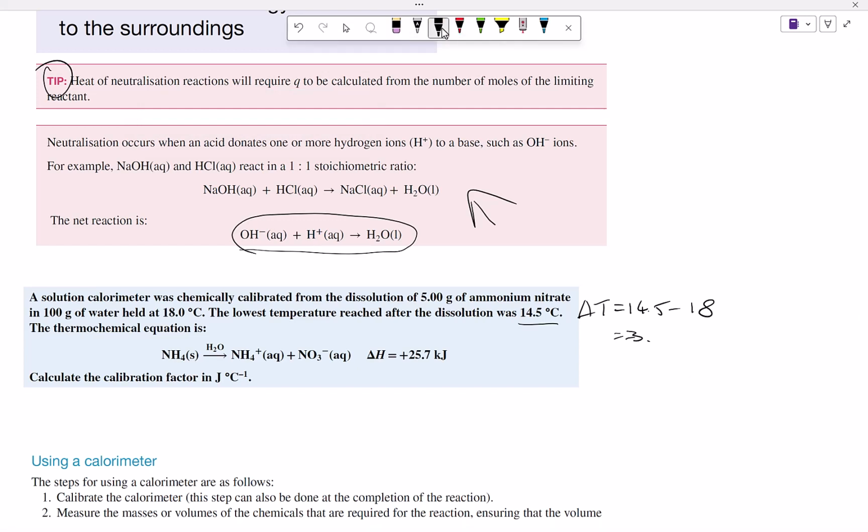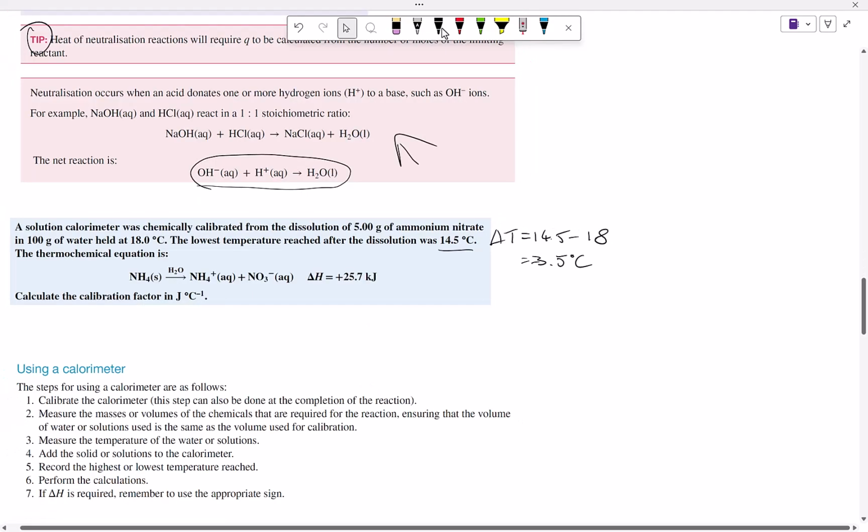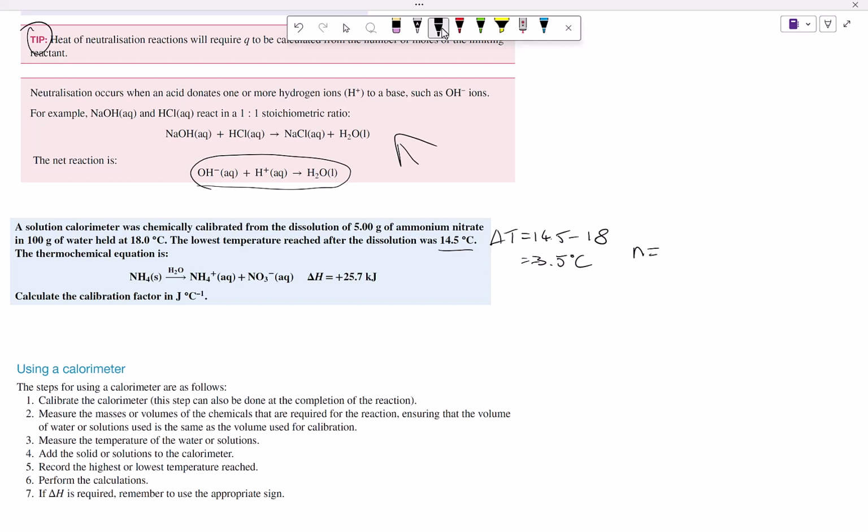Minus 3.5 degrees Celsius. Okay, so just going to put that to the side for a moment. We'll come back to that. All right, so what do we do next? First off, calculate the number of moles of ammonium nitrate in 5 grams. So we're going to go n equals mass over molar mass. The molar mass of ammonium nitrate is 80, and the mass we've been told is 5 grams, and that's going to give you 0.0625 mole.